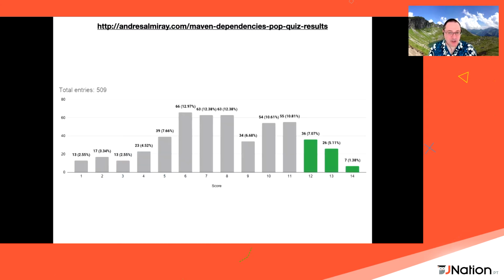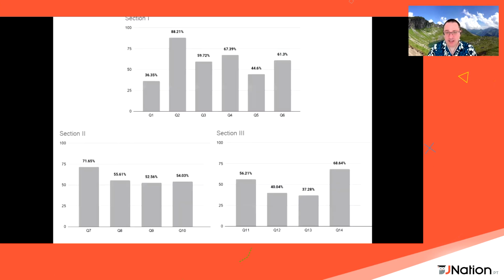So some of the answers on the quiz. Turns out we had around 509 people answering the questions, and only 7 of those answered the 14 questions correctly. I was not one of them. These are the different sections. The answers are based on, again, the first section, which is just a simple POM file. The second section is a parent POM file. And the third section is the BOM.